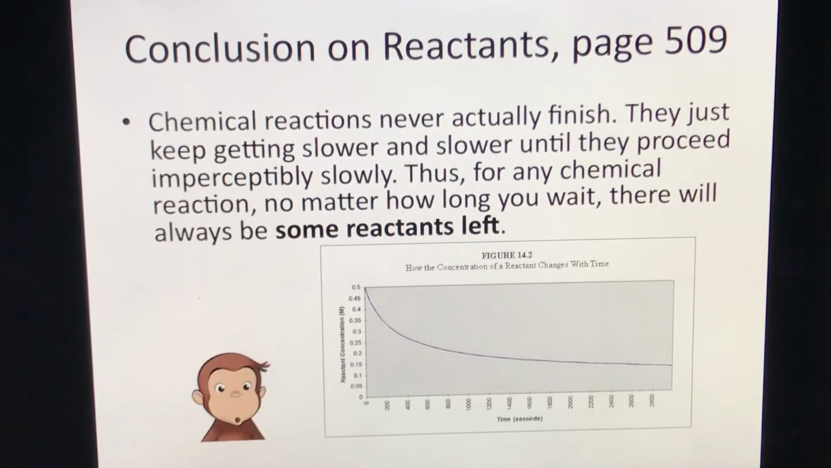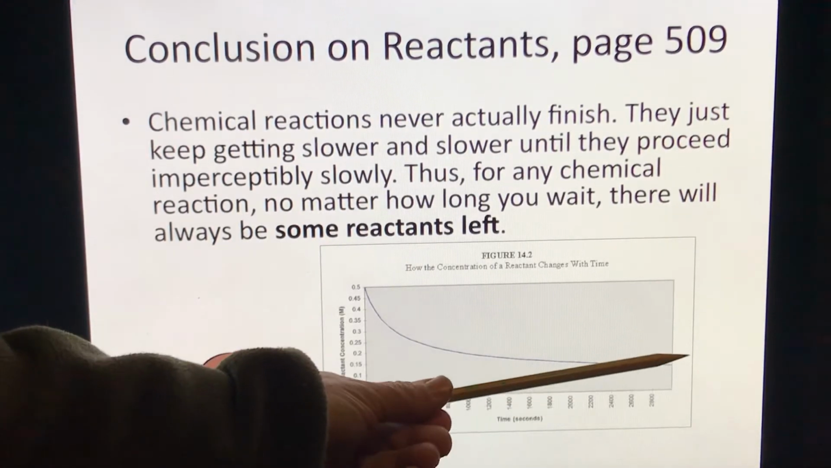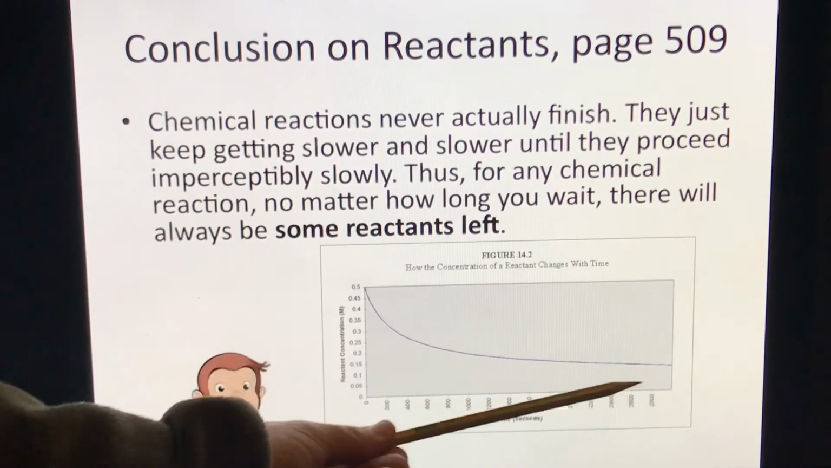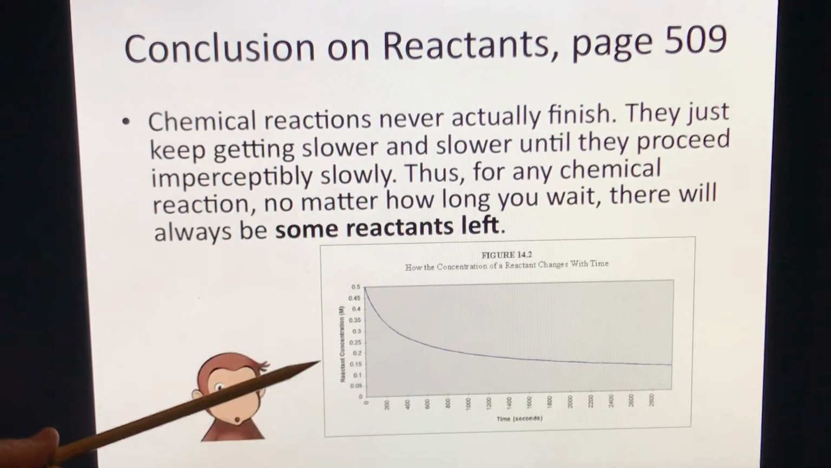So this is an interesting conclusion about the reactants. It says chemical reactions never actually finish. They just keep getting slower and slower until they proceed imperceptibly slowly. Thus, for any chemical reaction, no matter how long you wait, there will always be some reactant left. And that's shown in this sort of gap here, how there's sort of a lingering amount of reactants that's still present. Surprising, huh?